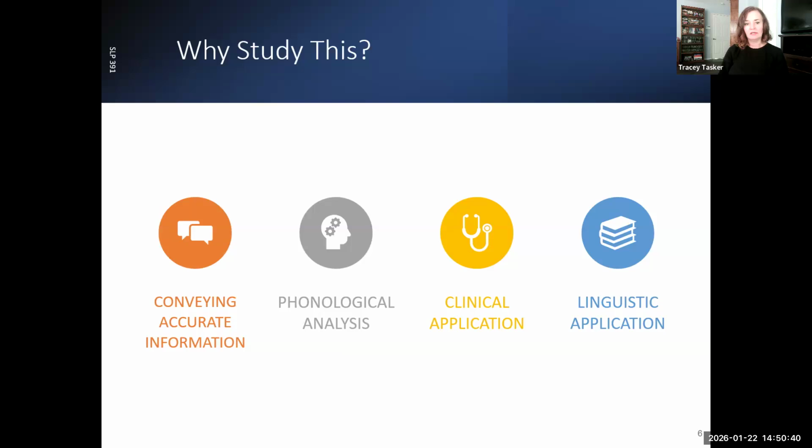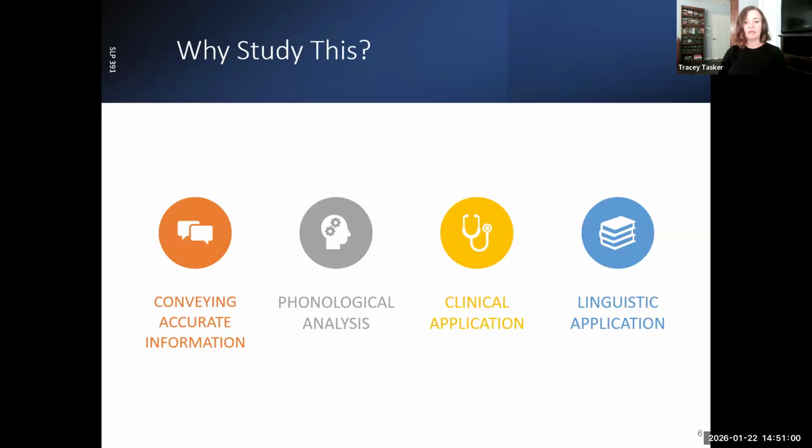Okay, so why are we interested in studying this? Well, we have to make sure that we are accurately conveying information. So when we're listening to a child and determining eligibility for special education, for example, we want to make sure that we're accurate in our transcriptions.